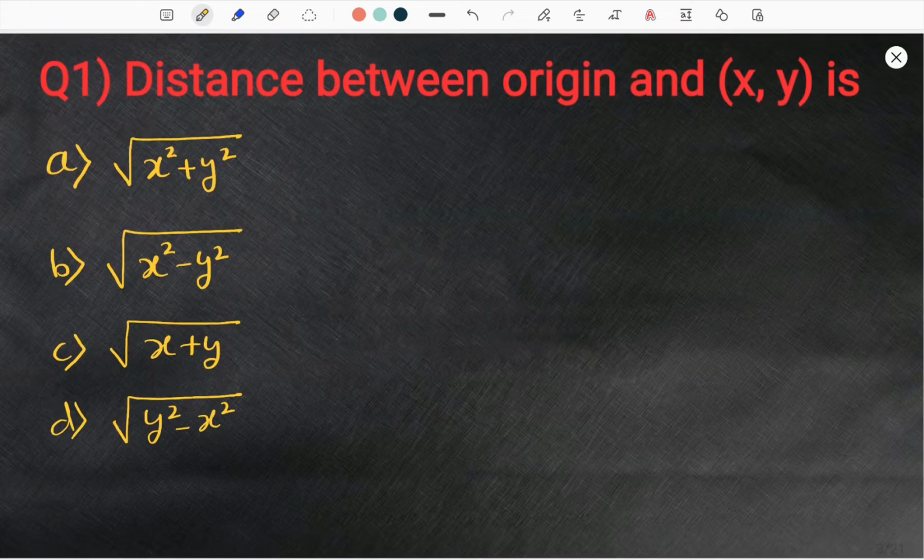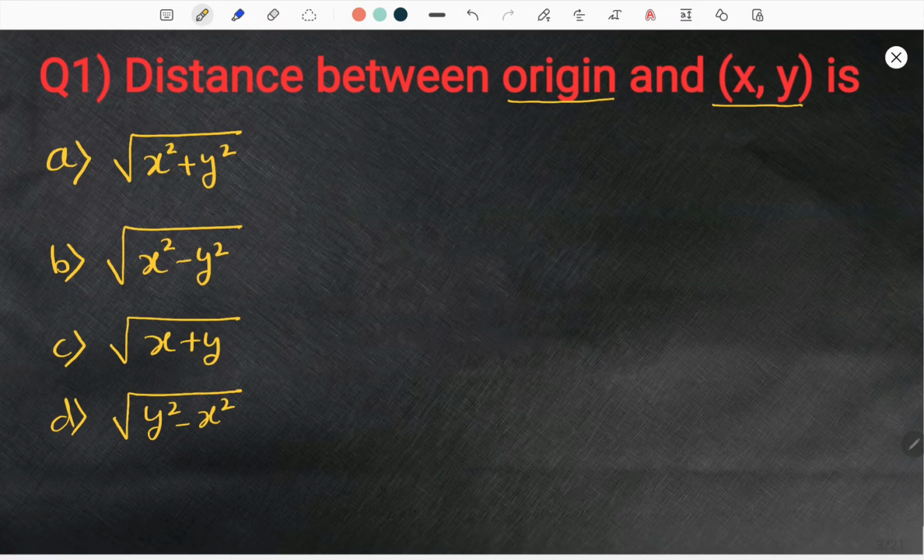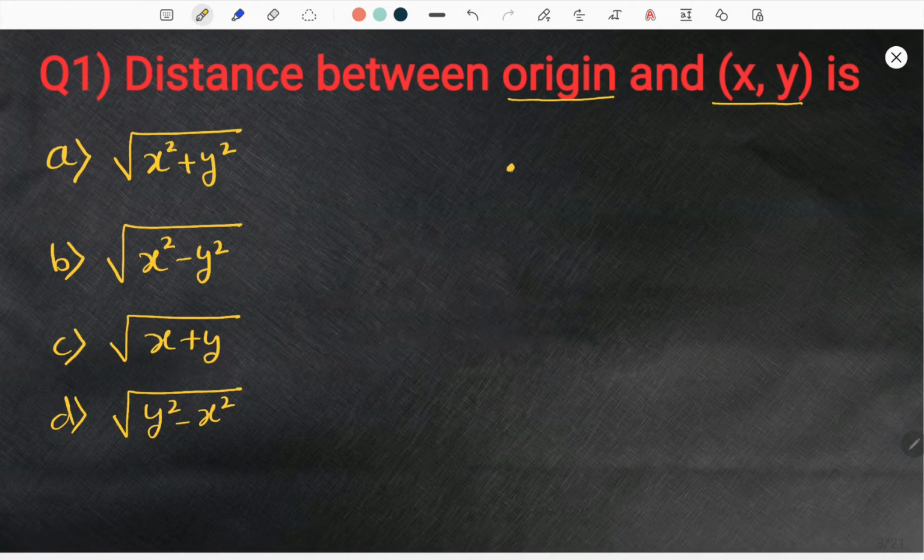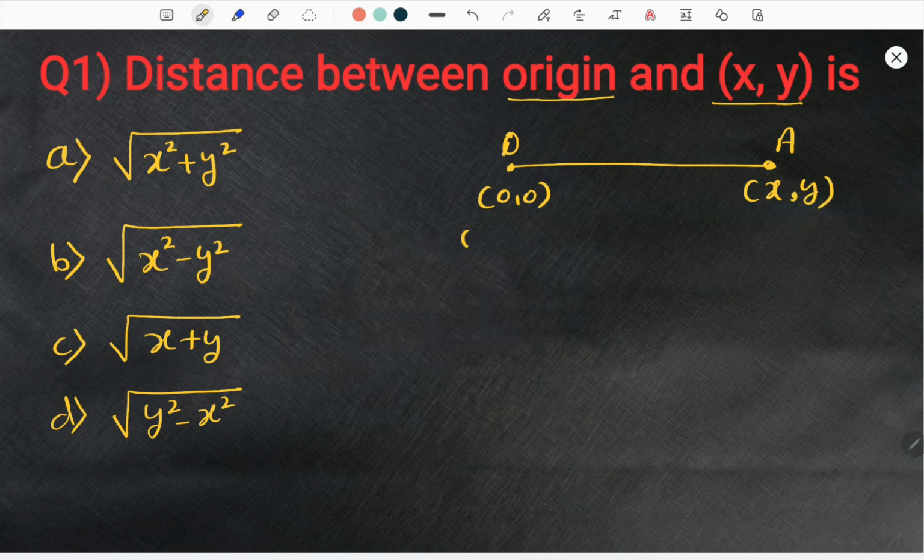What is this first question? Distance between origin and x comma y. This is a very simple question, and many times it was asked in board exams. Origin means, let me call it O. What are the coordinates of origin? 0, 0. Let us take a point A here with coordinates x and y. 0, 0 means it is x1, y1, and x, y means x2, y2. You know this.